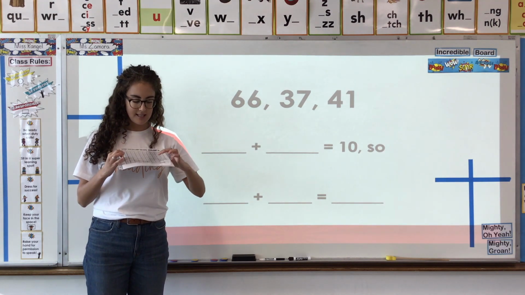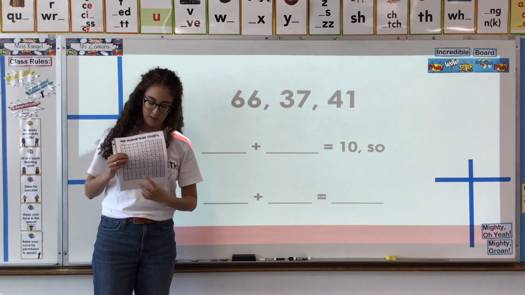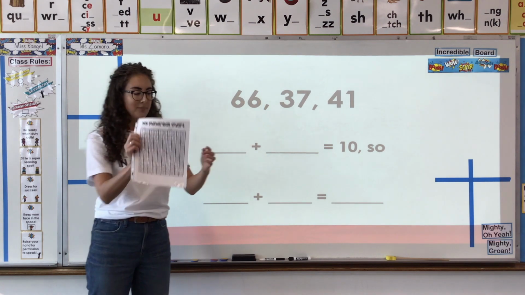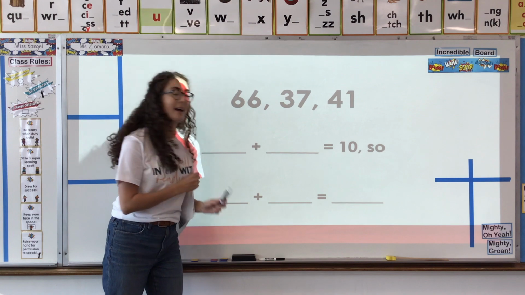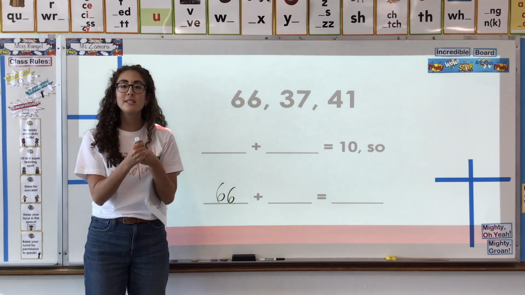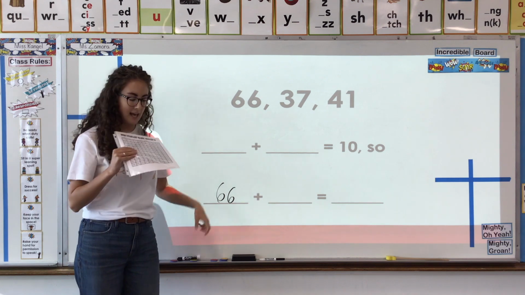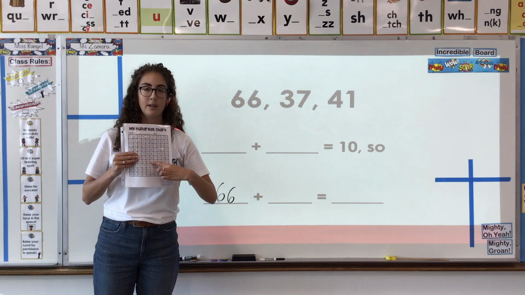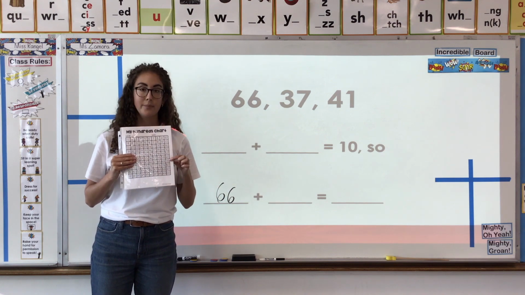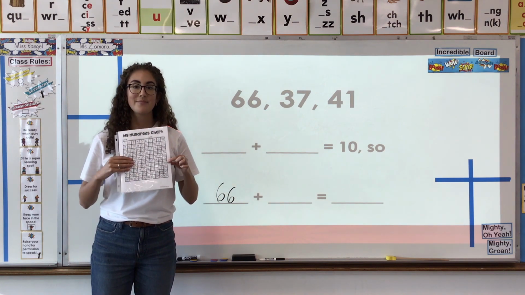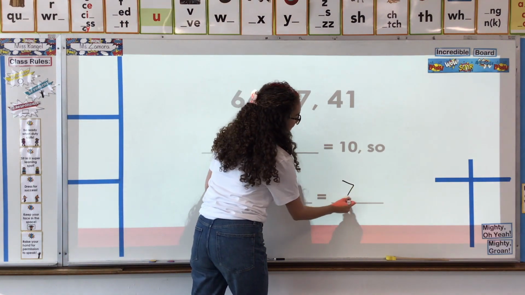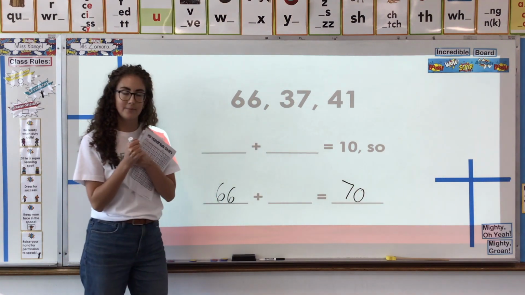So for example, we have 66. Let's find 66 on our chart. Oop, it's right here, 66. So, with 66, I'm going to find the next 10 from 66. So I've got 6 tens. What's the next 10? It's 70. 70 is the next 10.